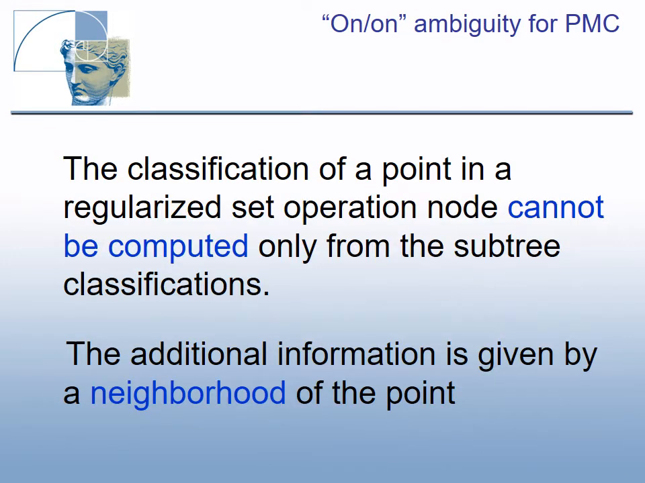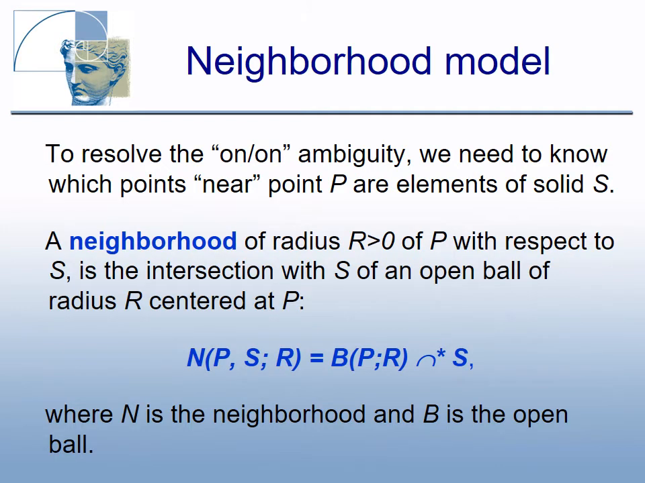The on-on ambiguity shows that the classification of a point in a regularized set operation node cannot be computed only from the subtree classifications. The additional information for resolving this problem is given by a neighborhood of the point. Accurate regularized operation algorithms use point neighborhoods. To resolve the on-on ambiguity, we need to know which points near the point P are elements of solid S.